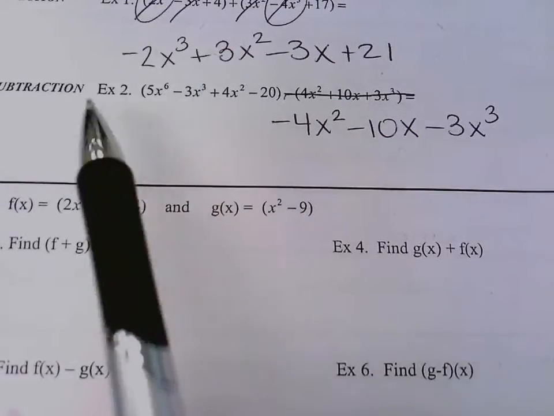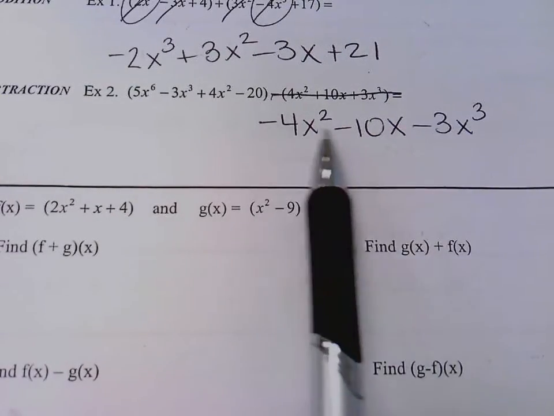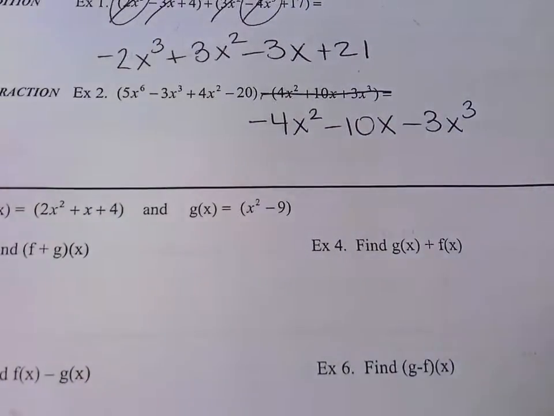So I'm going to skim for the highest term. It looks like it's that 5x to the 6th, right? So 5x to the 6th comes first, cross it out.